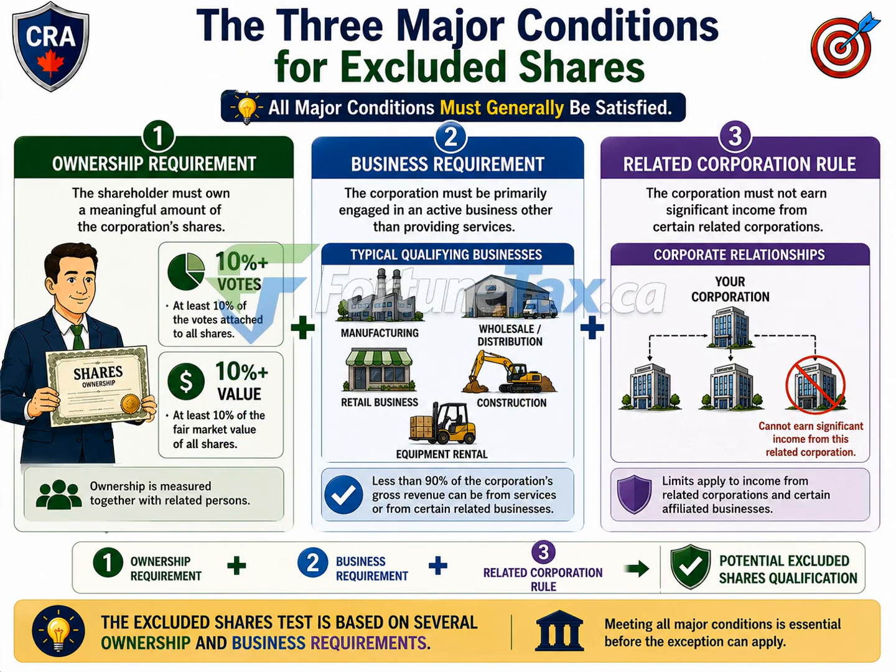The third major condition involves related corporations and related business income. The legislation contains rules that limit the availability of the exception when significant income is earned from certain related corporations or affiliated business structures. These rules are designed to prevent arrangements that could otherwise be used to shift income within a related group of companies. One important point to remember is that these requirements generally work together. Meeting only one condition is not enough.